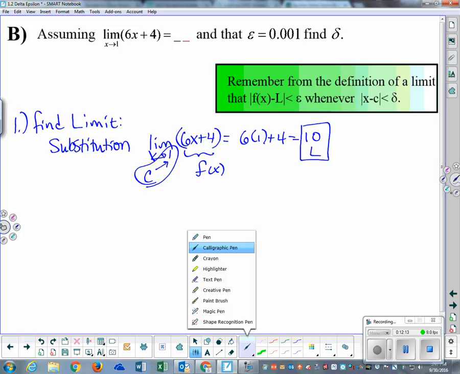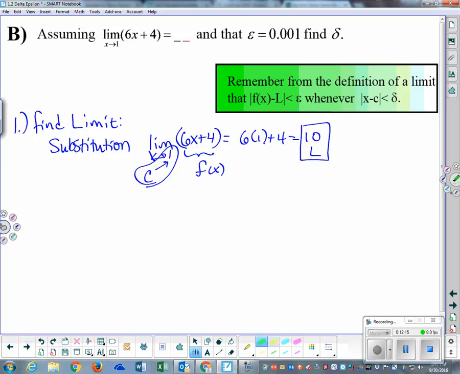So a couple key things to keep in mind here. We got an f of x, we got a c value, and we have the limit, all of which are needed to create the definition of the limit. So step 2, let's write the epsilon statement.